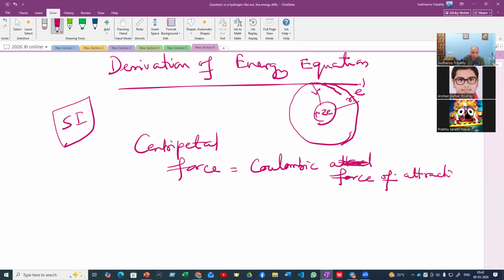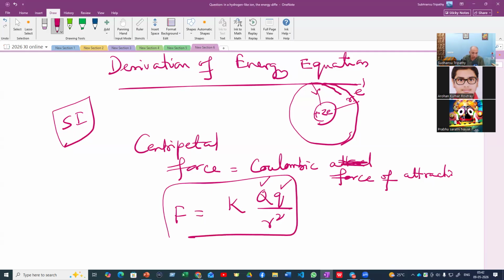In class 12, we will be knowing about static electricity, Coulomb's law. I think we have done, Mr. Prabhu, that Coulomb's law is the force between two charges. Unlike charges, it is attraction. Like charges, it is repulsion. Whatever it may be, the magnitude of the force is equal to a constant K into Qq by r square. Q is one charge, small q is another charge. This is Coulomb's law.